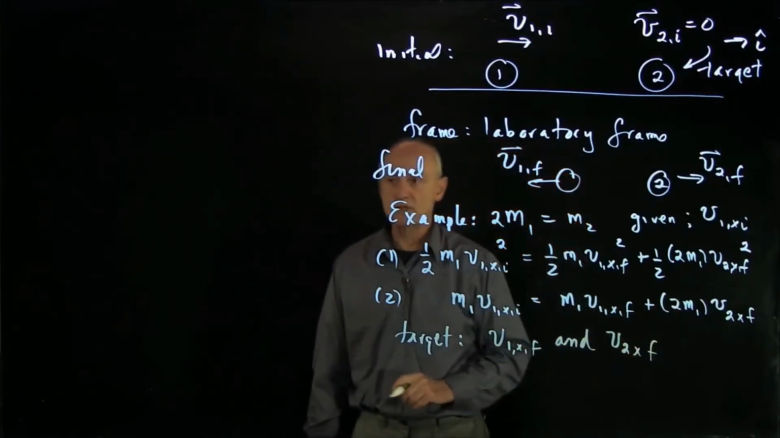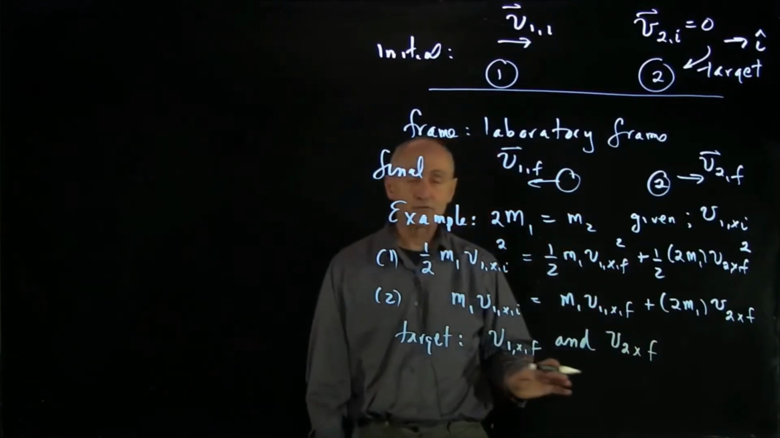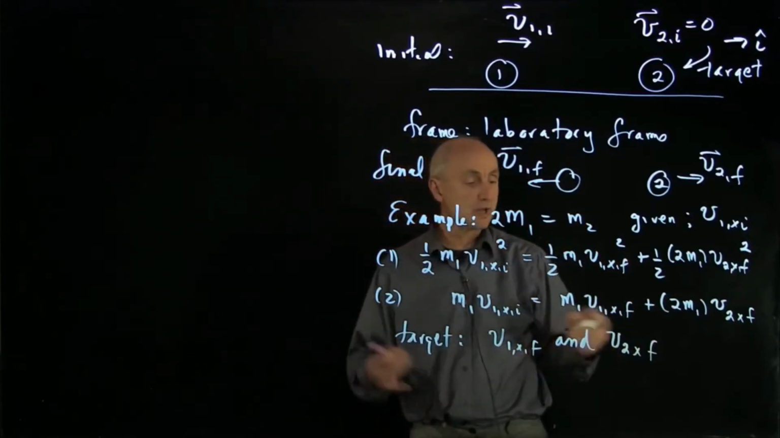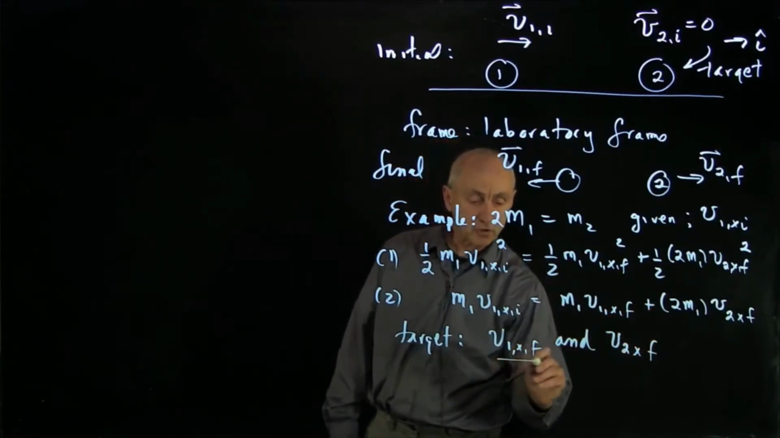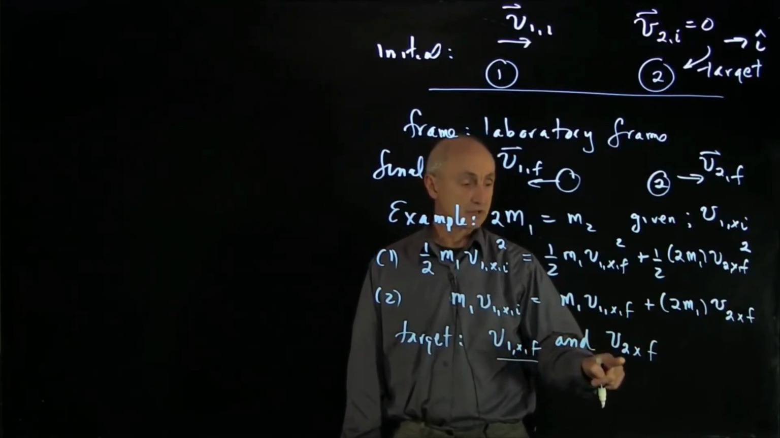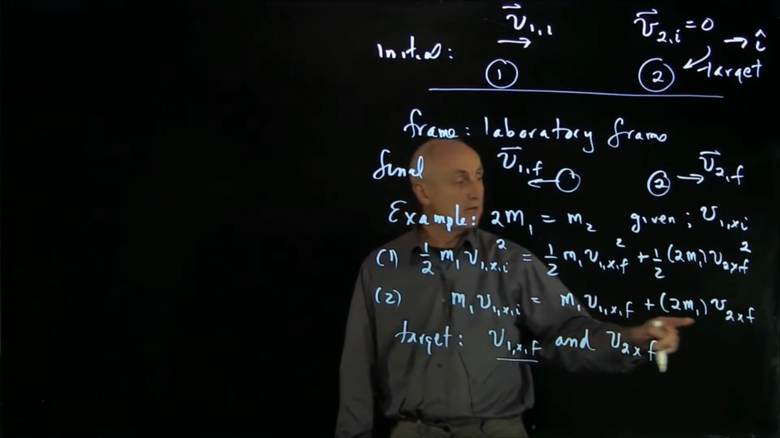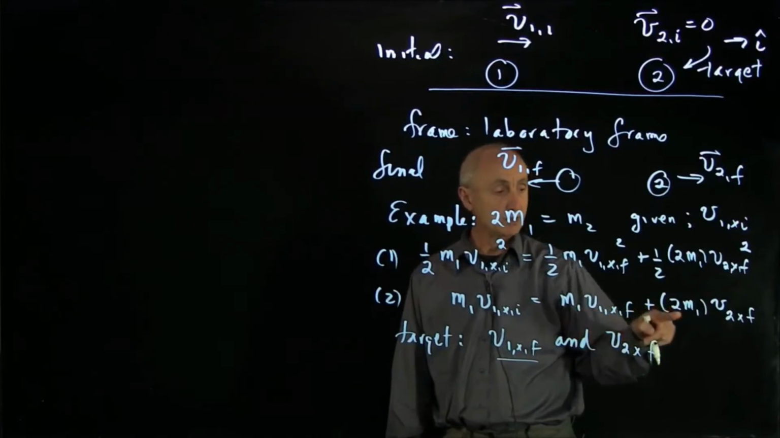So we have two equations and two unknowns. Now it's a quadratic equation, so from a problem-solving strategy, we have to identify which quantity we're going to solve first. So let's solve for V1x final, which means we need to eliminate V2x final. The way I'll eliminate V2x final is I'll use the momentum equation. And notice that the m's will cancel in the momentum equation.